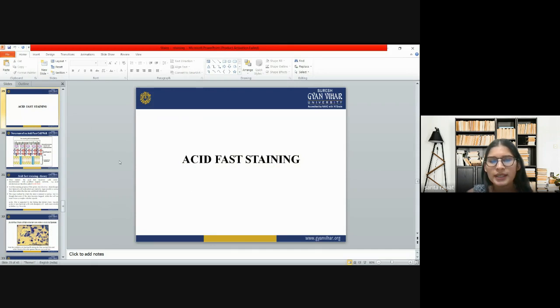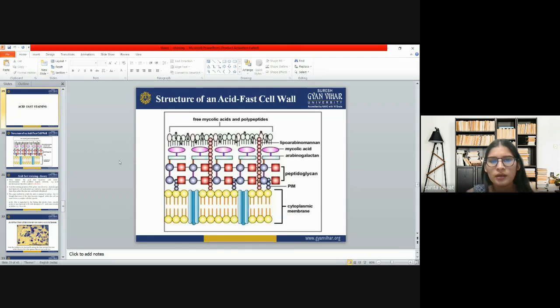Now the next staining technique we have is acid fast staining. Acid fast staining is basically based on the structure of an acid fast cell wall. You can see it here. There are free mycolic acid and polypeptides. There is also the cytoplasmic membrane.